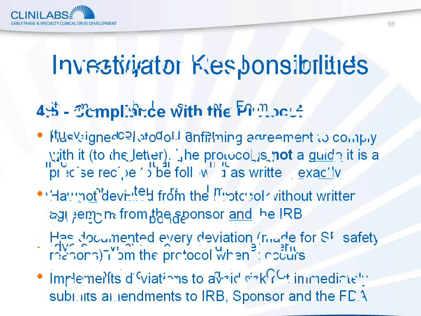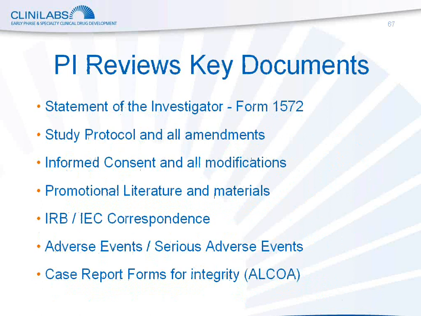So what does the PI review in terms of documents? As mentioned at the outset, the PI has to review the statement of the investigator, that's the Form 1572, the study protocol and all its amendments, the informed consent and all its modifications, any promotional literature, any other materials, any correspondence with the IRB, any AEs or serious AEs, and they also have to know the case report forms. If you're not sure what ALCOA is, stay tuned and we'll be getting to that.